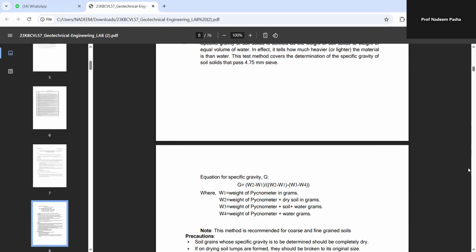Now, what is the formula to calculate G? G is nothing but (W2 minus W1) divided by ((W2 minus W1) minus (W3 minus W4)). So, what are W1, W2, W3, and W4? W1 is the weight of water, W2.